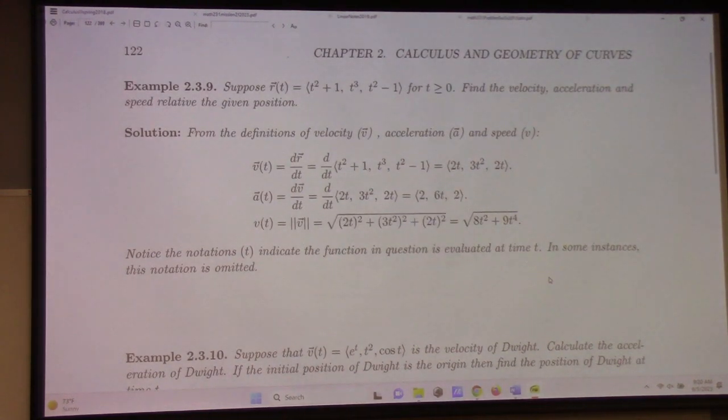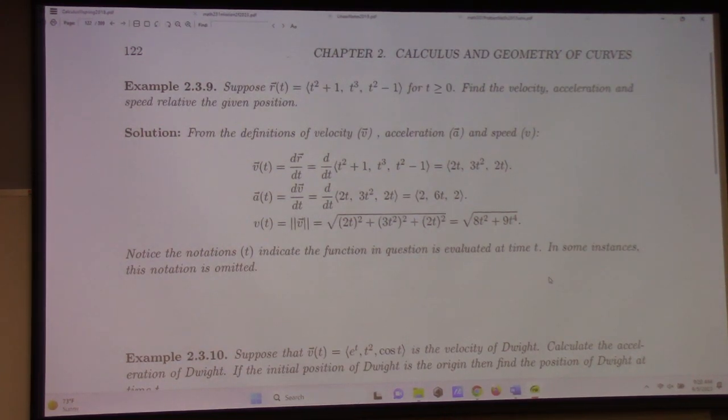Here's another example, just to show you some simple examples. Here's a curve: t squared plus 1, t cubed, t squared minus 1. Find the velocity, acceleration, and speed relative to the given position. So velocity, differentiate once. Acceleration, differentiate twice. Speed, magnitude of the velocity. Simple as that, right? If I was to put this question on a quiz, I would allocate all of 1 minute for it. That's how long this should take you.